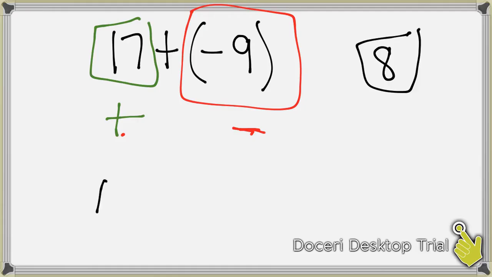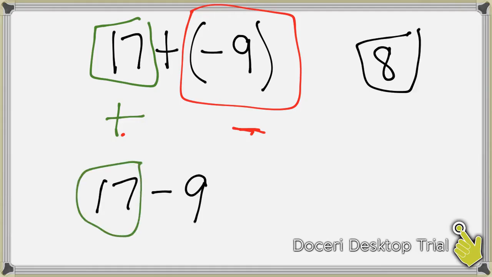You could rewrite this as 17 minus 9. That's the same exact thing. The 17 right now is positive and the 9 is negative. Either way you want to look at it, it's the same exact problem. That plus sign doesn't make a difference. That's why I don't want you to think of it as, oh, it says plus, I need to add. Oh, it says minus, I need to subtract. You need to look at the value of each number and then follow the rules that I gave you.